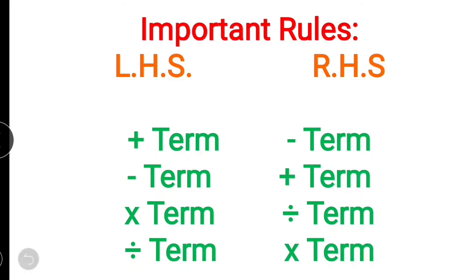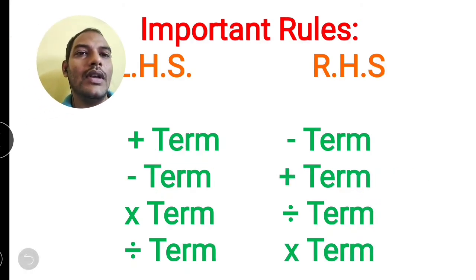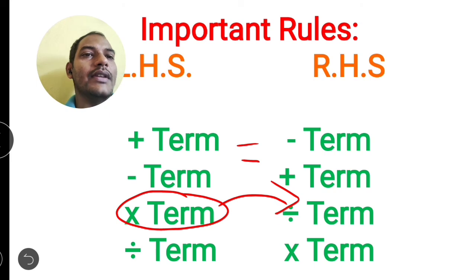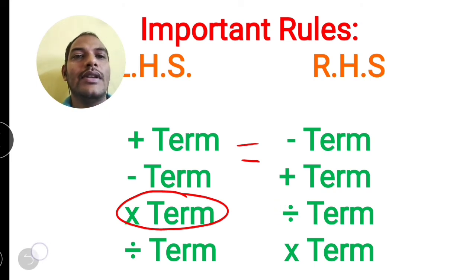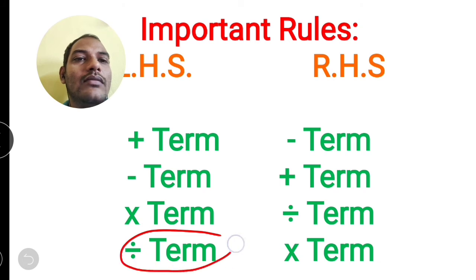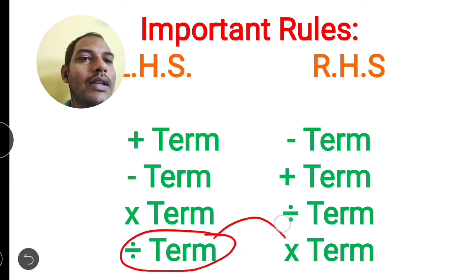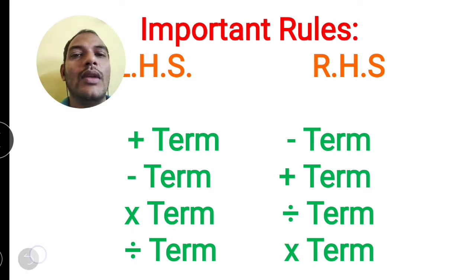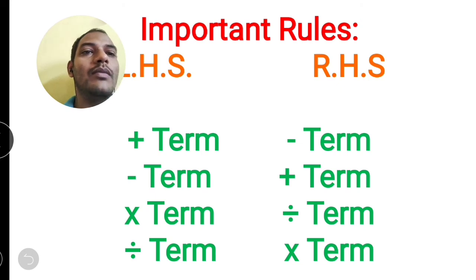Okay. Next, the third one, the multiplication term. That means a product term transposed to the RHS side will become division. And the last one is a division term. When a division term is transposed to the RHS side of the equal symbol, it will become a multiplication term. So these are the 4 important rules to solve a linear equation in one variable.